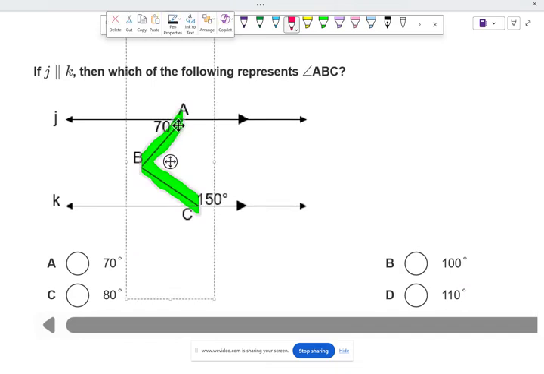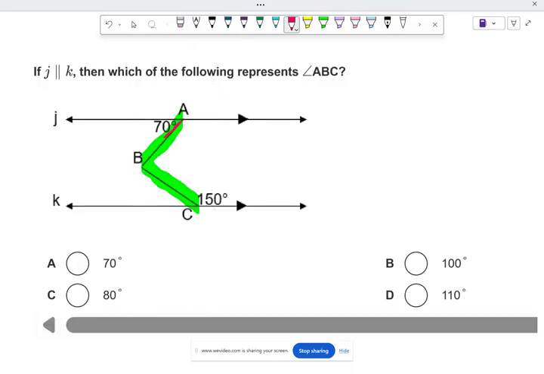Okay, here's the beginning of my heart. We have to take the numbers that are outside of the heart and let them fall in. So the 70 is going to fall in to be the top part of angle ABC's measure.